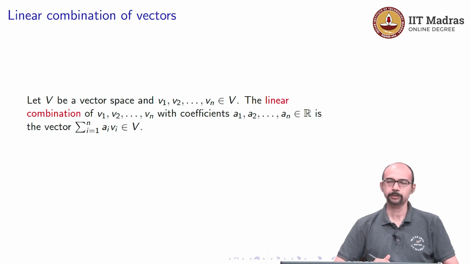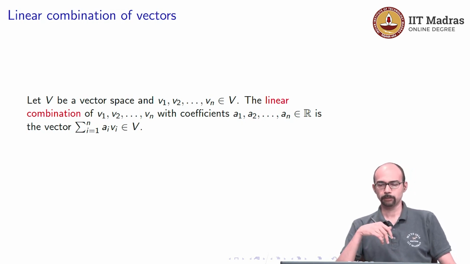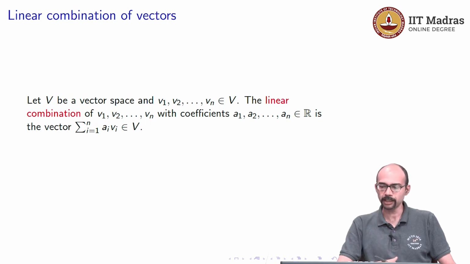Let V be a vector space, and suppose we have a bunch of vectors v1, v2, ..., vn. The linear combination of v1, v2, ..., vn with coefficients a1, a2, ..., an, which are real numbers, is the vector summation ai vi. What does this mean? You take the ith vector vi and do scalar multiplication of ai and vi, and that's a new vector. Accordingly we have n new vectors a1 v1, a2 v2, a3 v3, ..., an vn, and then you add them up.